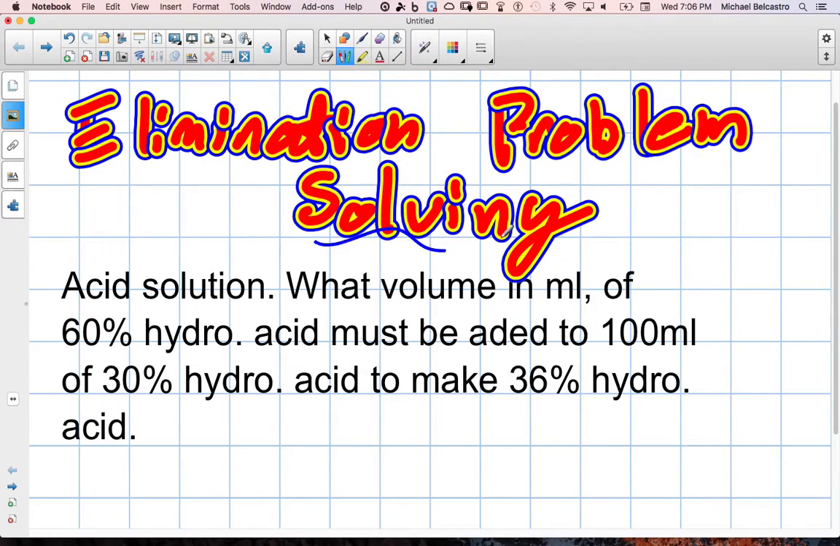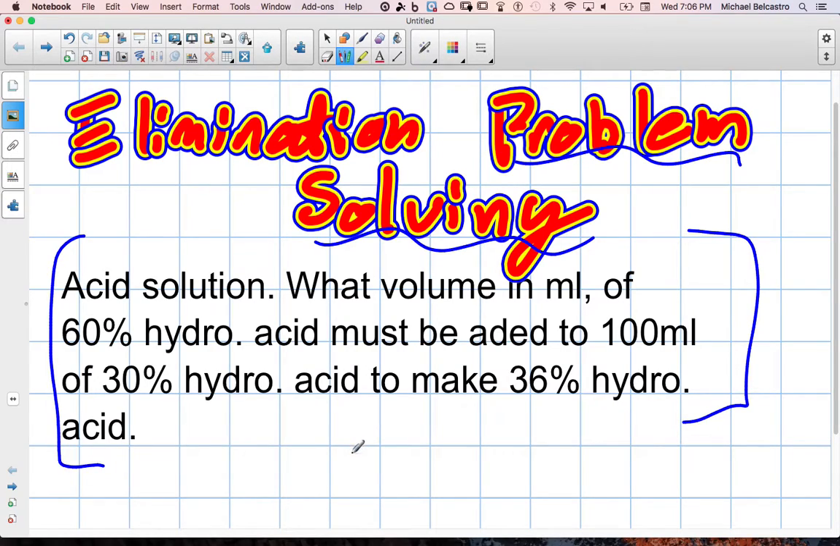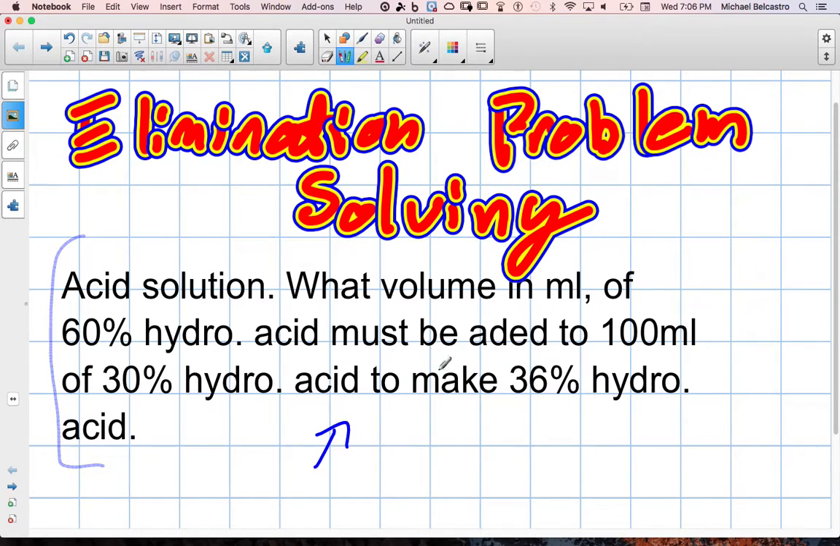Elimination problem solving. And this is actually one of the most difficult type questions in grade 10 problem solving. Even if you get to the end of the course, these questions tend to be very different. It has to do with percentages and two linear functions. So it's an acid solution here.